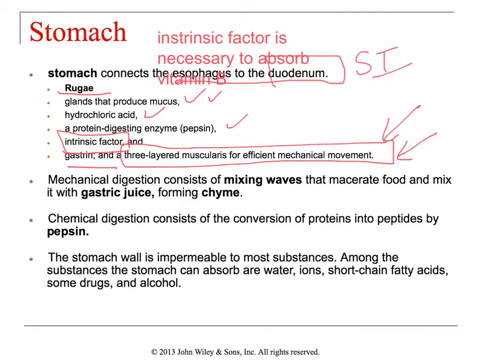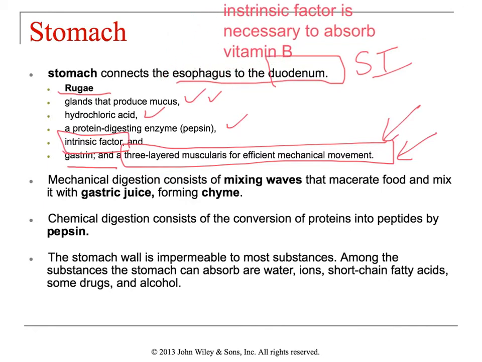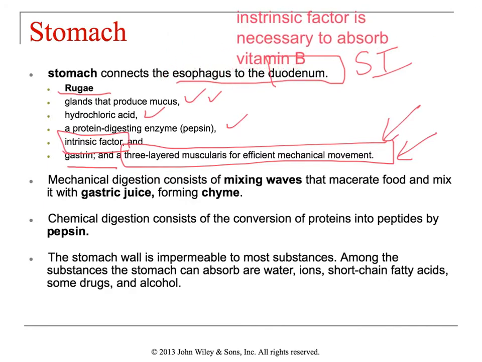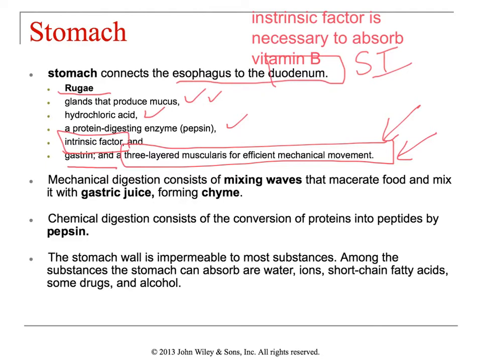People that have, like, a gastric bypass have a smaller stomach, and they don't have as much surface area. They don't make as much intrinsic factor. So they end up having to get vitamin B shots, because the intrinsic factor binds to the vitamin B, and that's how it gets absorbed in your small intestines. I hope that makes sense.